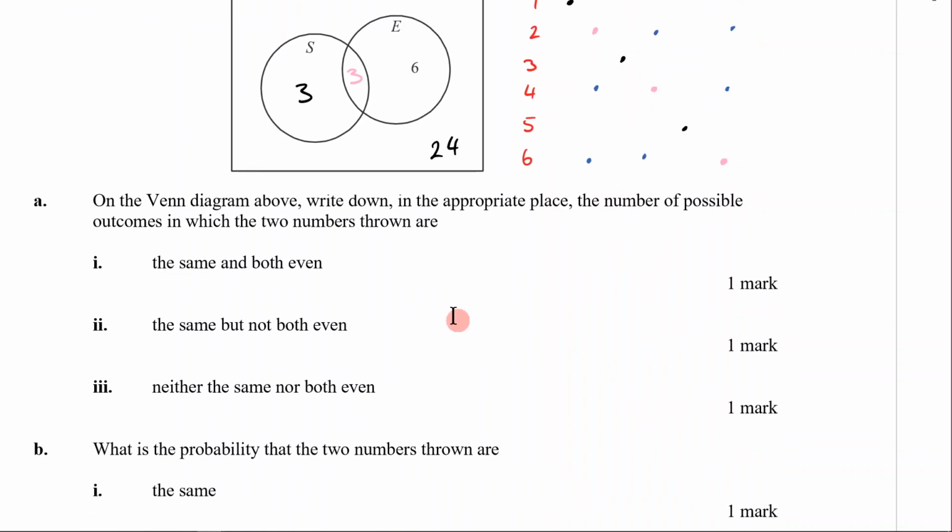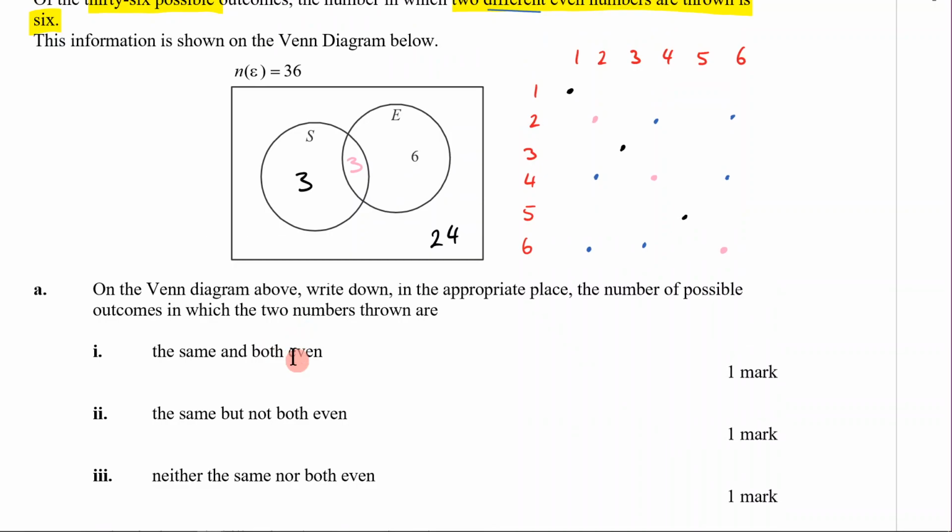Let's see if we can now answer these. So this says the number of possible outcomes in which the two numbers thrown are the same and both even. So the same and both even. Okay, so if I threw two numbers that are the same and both even, that's this 3 right here, because that's like 2 and 2 or 4 and 4 or 6 and 6. So that's going to be 3.